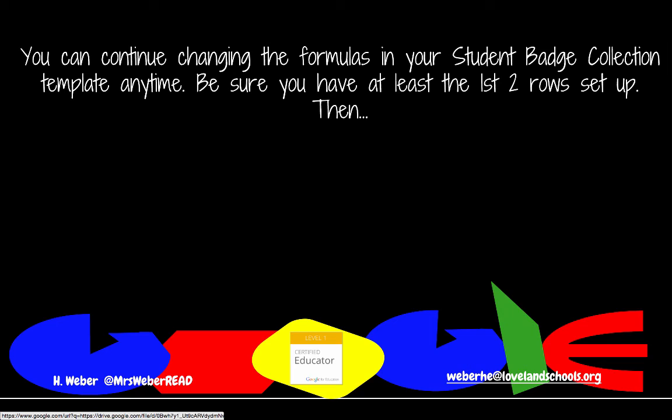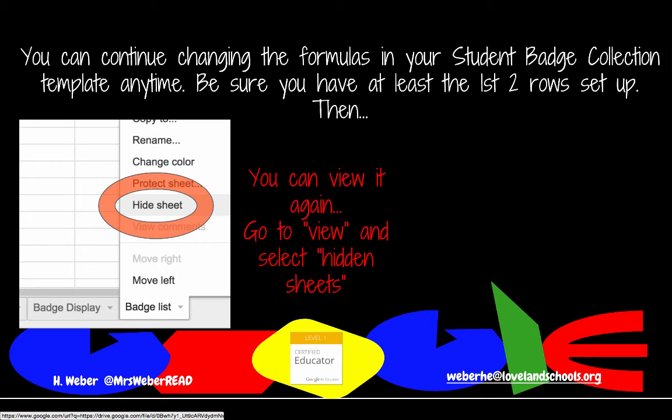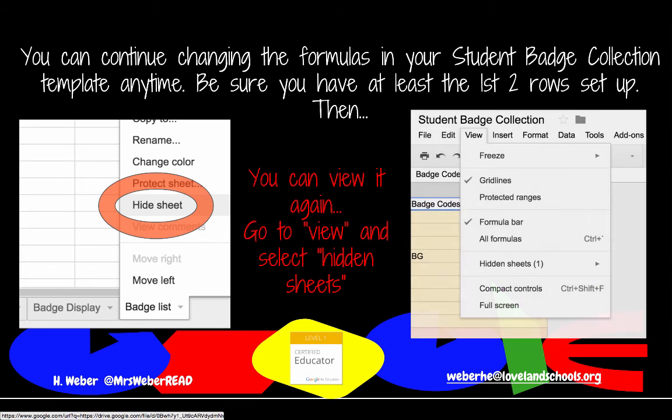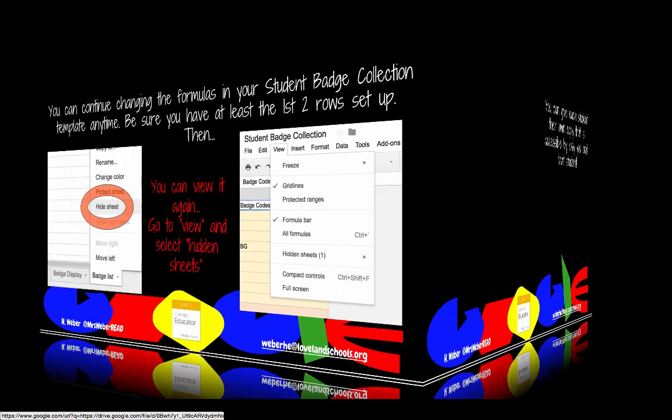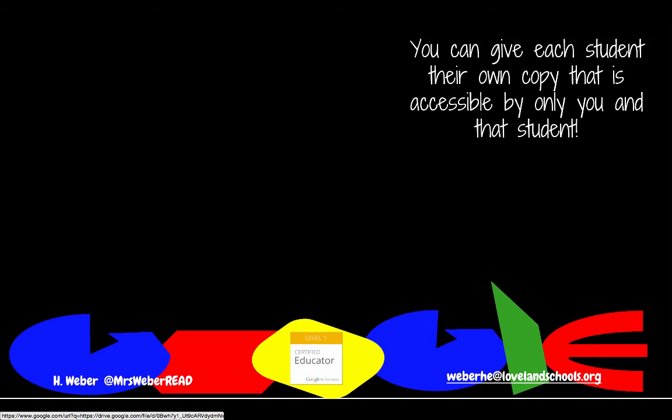So you continue changing those formulas, and anytime you want to add 4, 5. I will eventually build up, I think, 2 more badges and perhaps have enough for 100. But be sure you've at least got these first 2 rows set up because now we've got a new step. Once you've got it and you've checked it, we're going to hide the badge list. You can view it again, but to hide it, click on the arrow next to badge list and select Hide Sheet. If later you wish to access it, you can go up to the View tab and select Hidden Sheets.